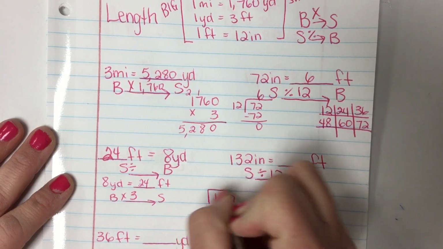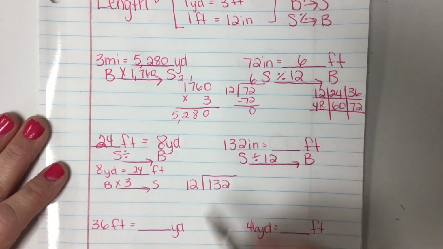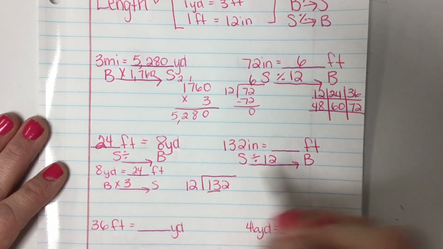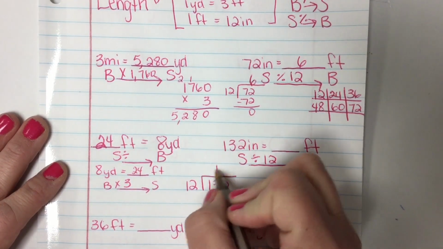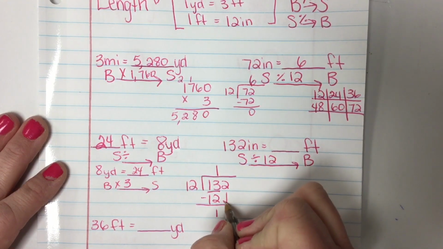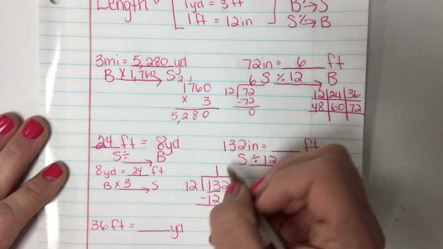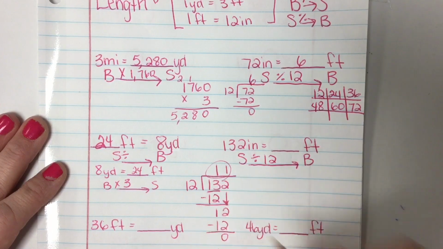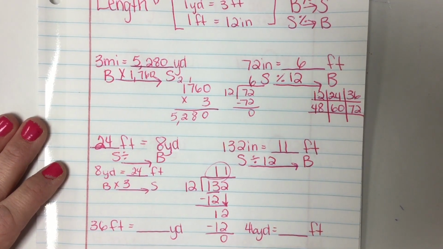132 divided by 12. And we can use the tic-tac-toe board we already made. 12 can't go into 1. There's no 1. But 12 can go into 13. The closest I can get to 13 is this 12. 1 times 12 is 12. Subtract. 3 minus 2 is 1. Bring down the 2. 12 will go into 12 just one time. So there's your answer, 11. 132 inches equals 11 feet.